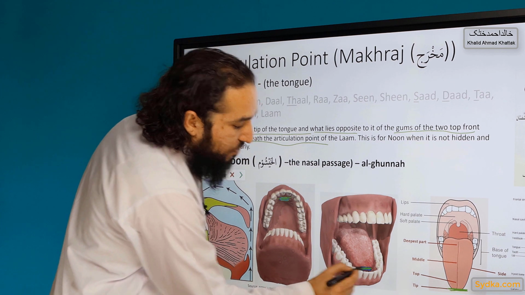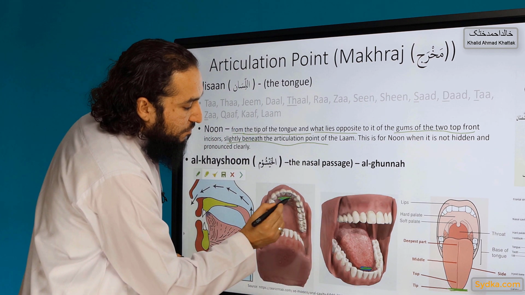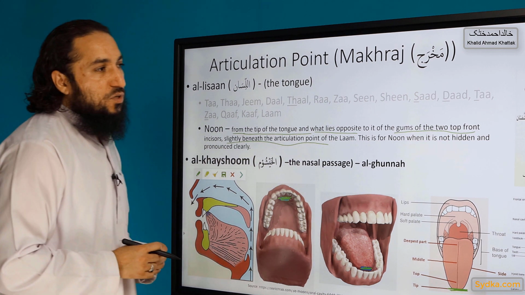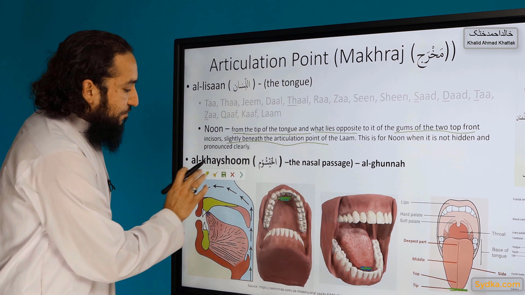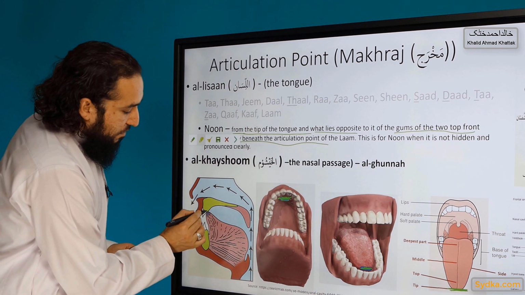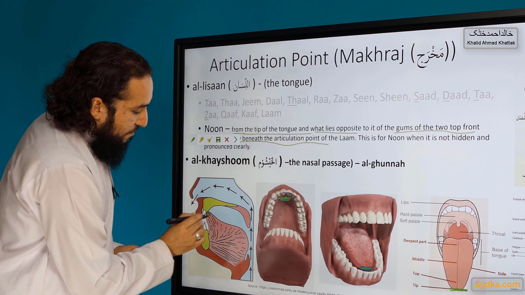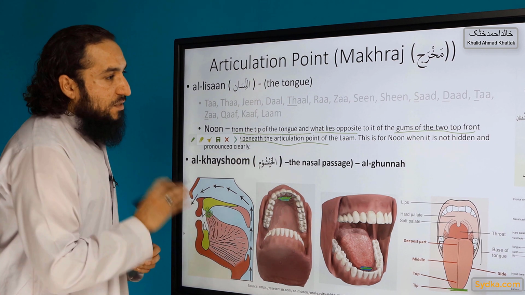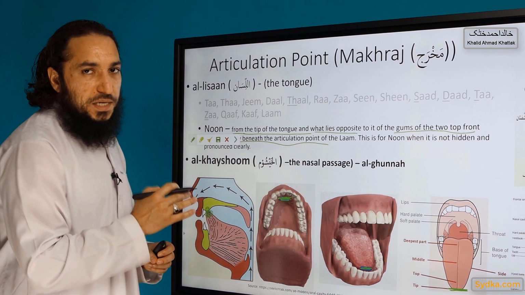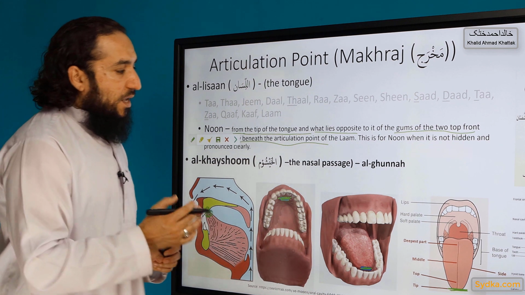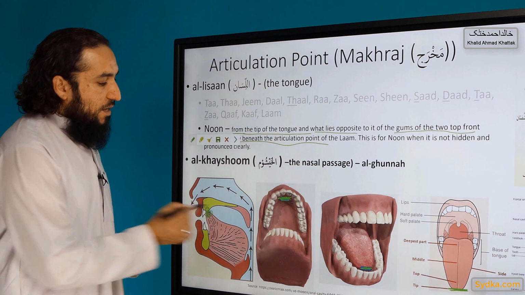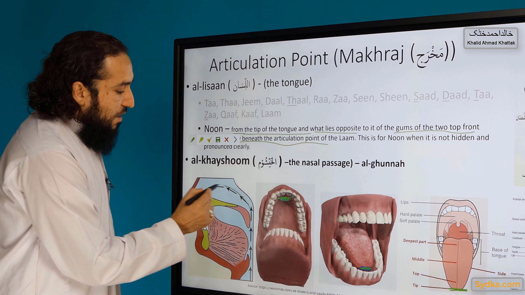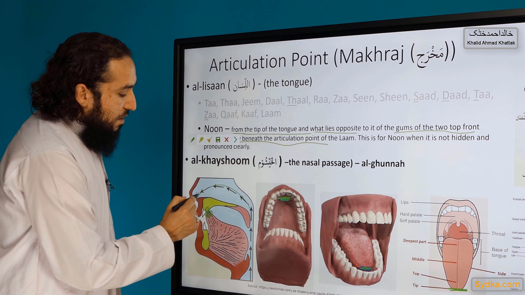That's the tip of the tongue, and this is the place on the gums of the top two incisors. So you can see here, that's the tip of the tongue and the gums of the top two incisors. This is when the Noon is pronounced clearly. In the other case, when it has Ghunna attached to it, then the articulation point is Al-Khayshum, the nasal passage. Then the sound goes through that as well.